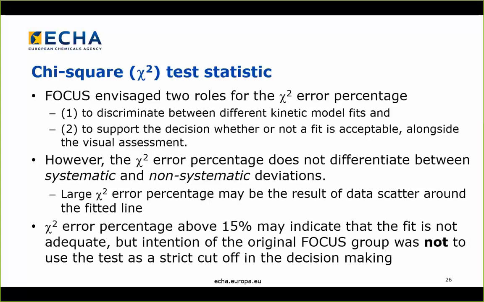Chi-squareds above 15% might indicate that the fit's not adequate, but the intention of the original group was not to use that test as a strict cutoff in decision-making. So when it mentions 15%, it's an indicative value: below 15%, it might be acceptable. Above 15%, it might not be. But don't use it in isolation. Use all three tools together.